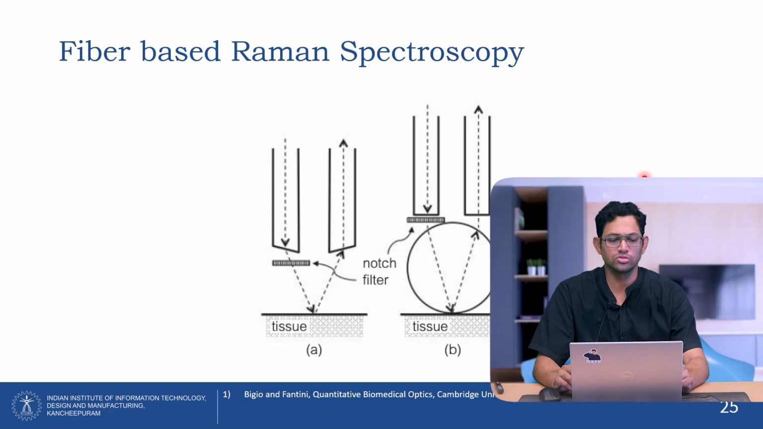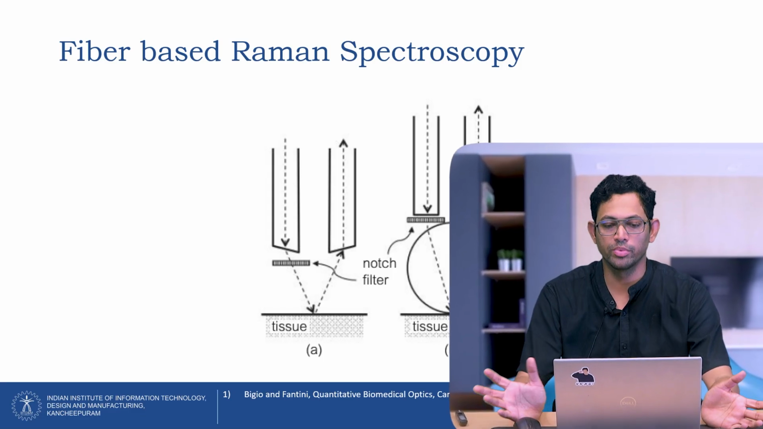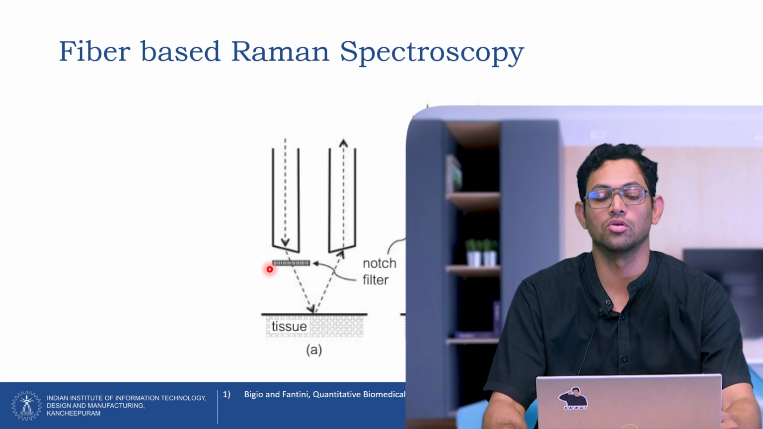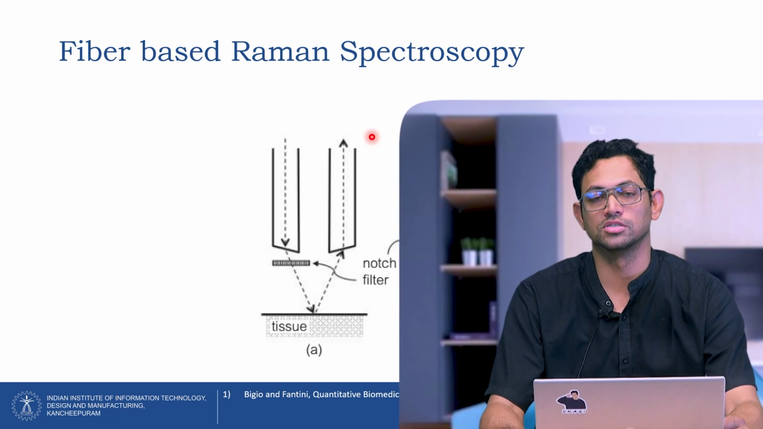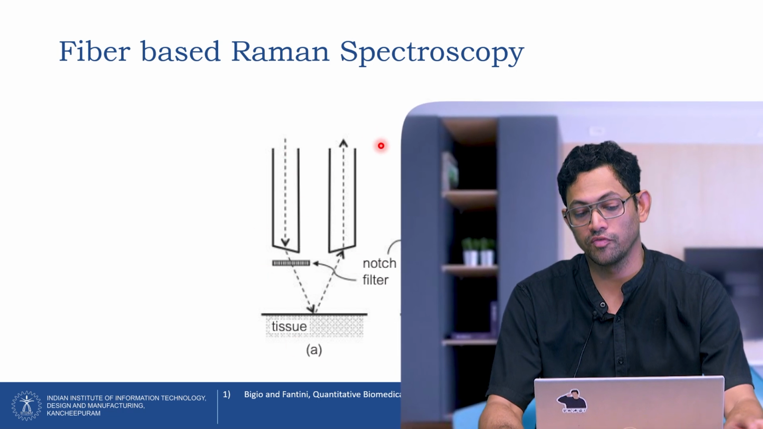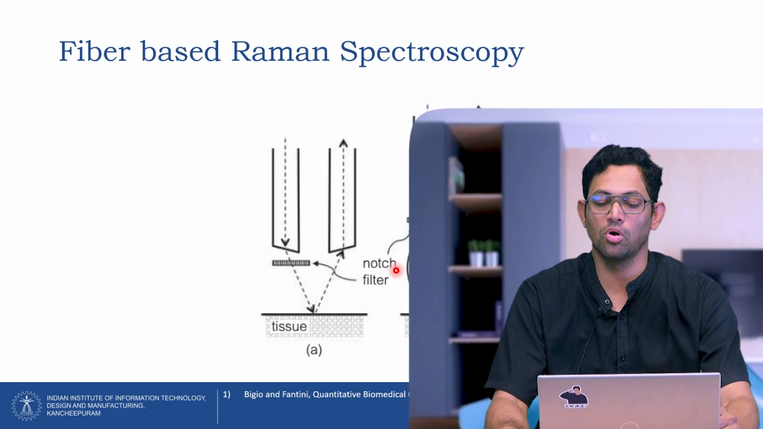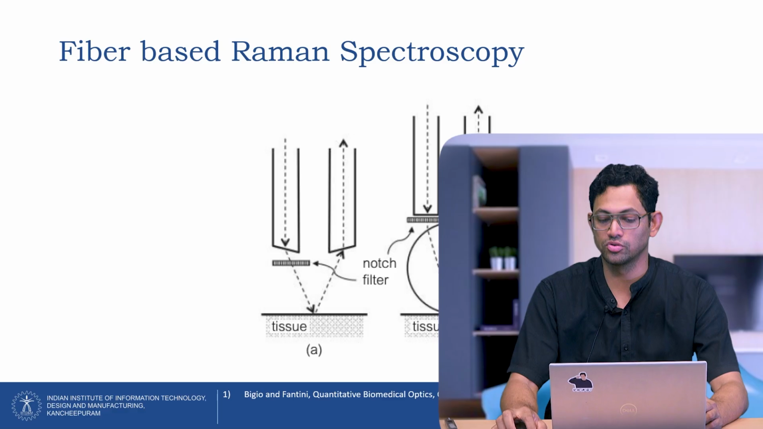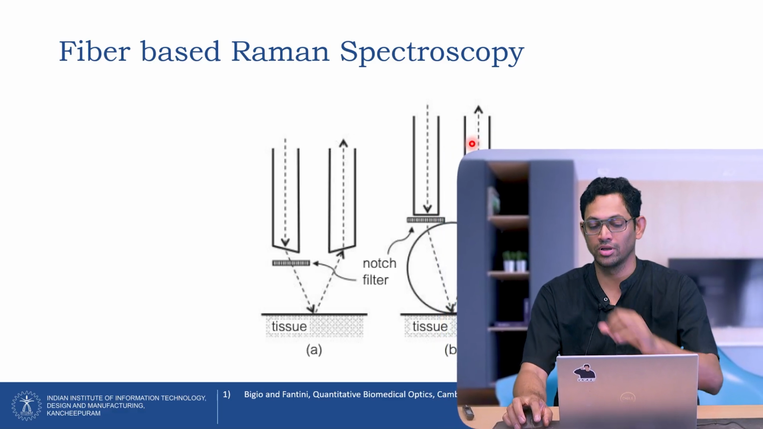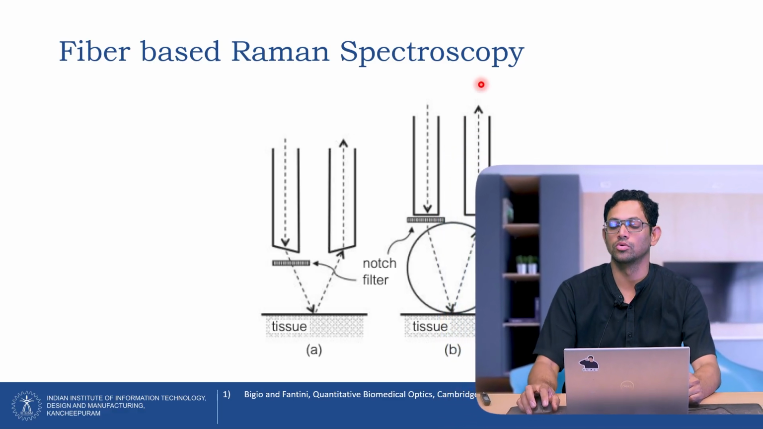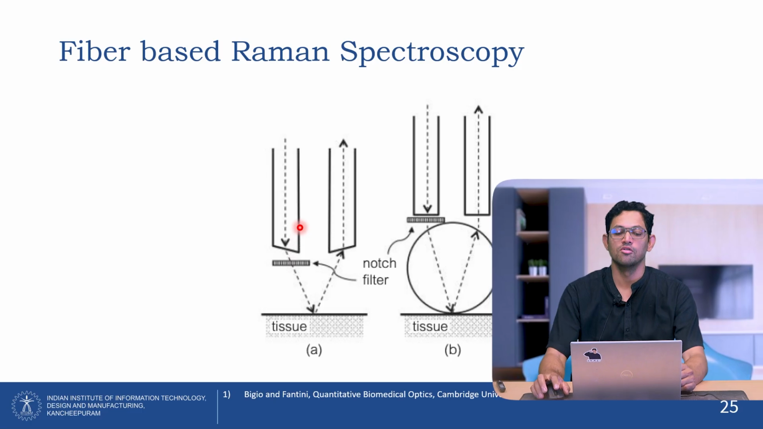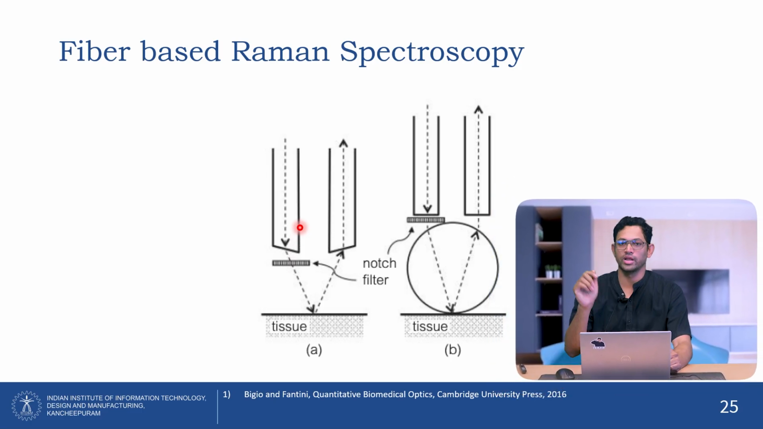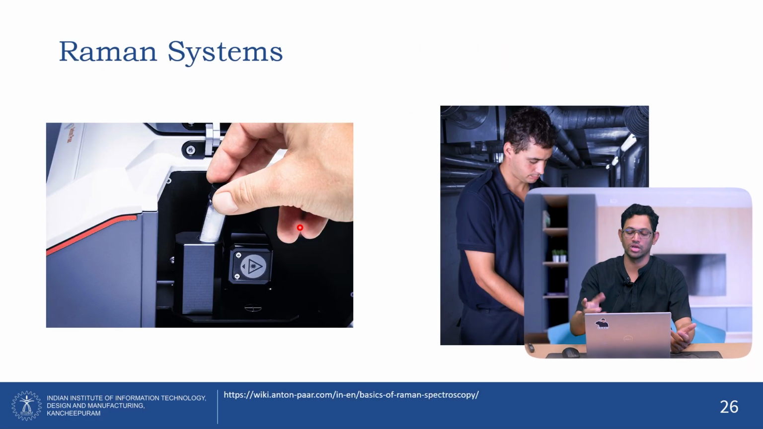Okay. You can also use fiber based Raman spectroscopy techniques, where you use optical fibers and a notch filter to isolate the Raman spectra, or you use a ball lens. Ball lenses are used for focusing the light at a very small point, as you can see over here in the tissue, which you can pass through and detect the signals from. So fiber based Raman spectroscopy systems are more portable, because whichever area you want to test, you can test it out.